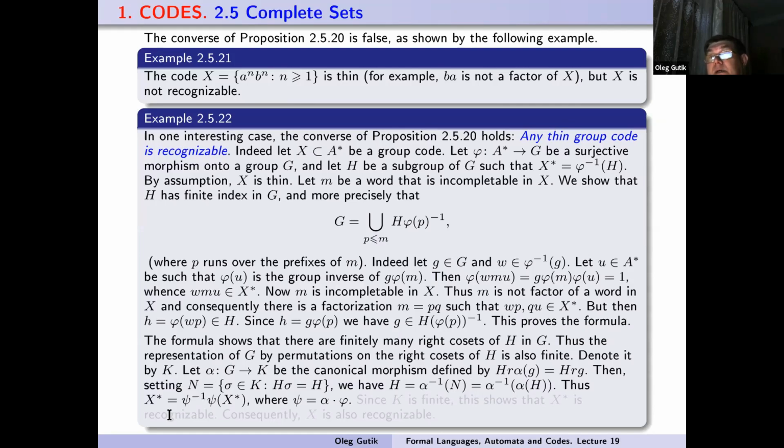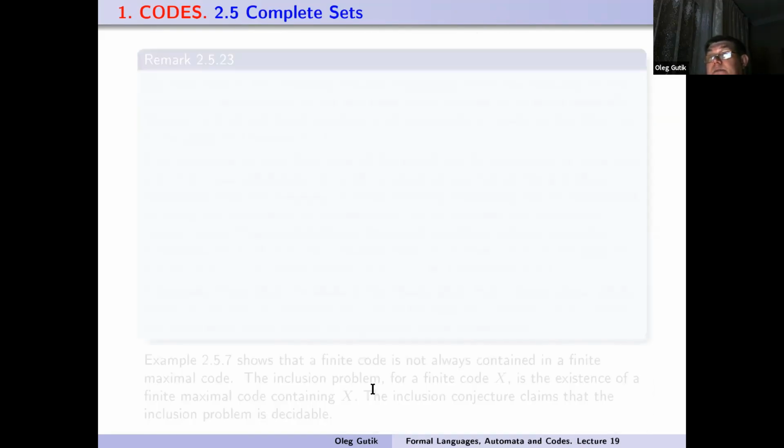Well, we get that the monoid X star is equal to the full inverse image by psi of the image by psi of X star. Hence, psi is equal to alpha multiplied by phi. Since the set K is finite, this shows that the monoid X star is recognizable. Consequently, we get that the code X is also recognizable.